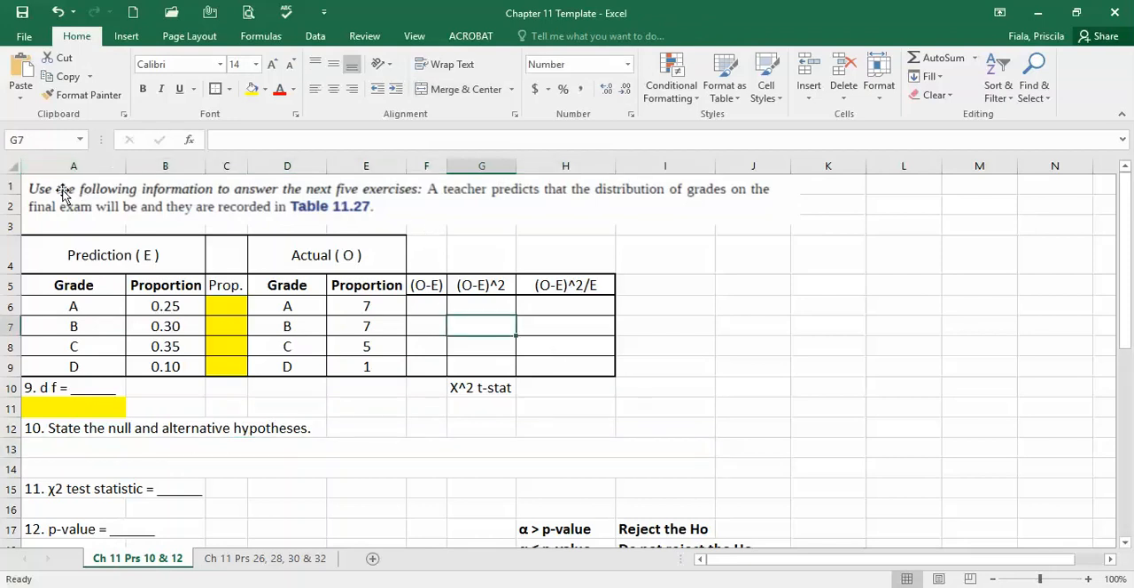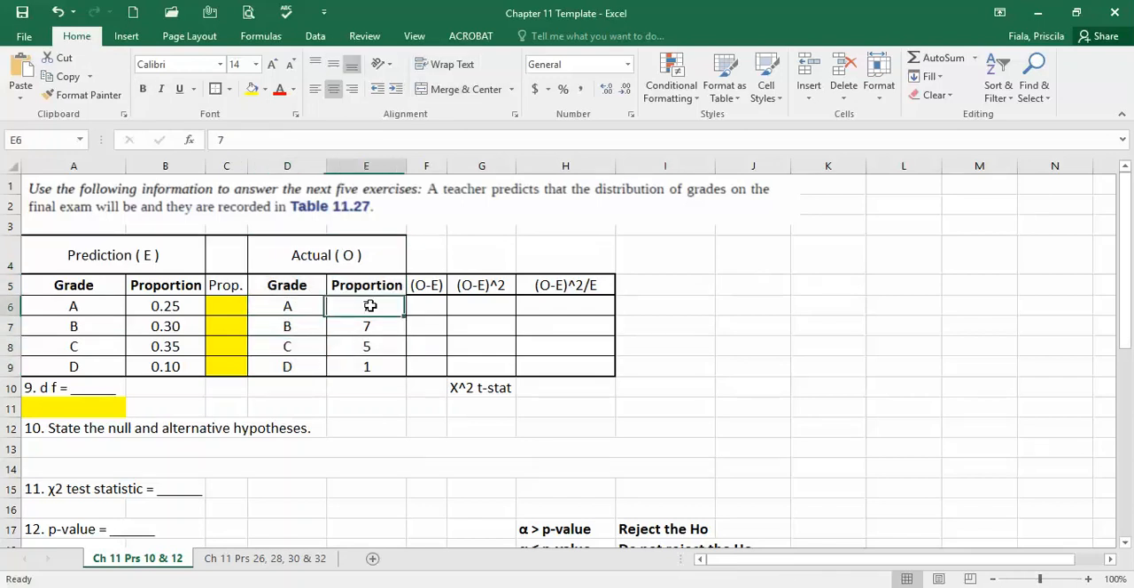So the problem says to use the following information to answer the next 5 exercises. A teacher predicts that the distribution of grades on the final exam will be as follows, and they are recording it in the table. So her prediction, her expected values, are right here on this side of the table. You're going to know why I put this over here. And if you continue reading the problem in your book, you're going to see that the actual values after all were over here.